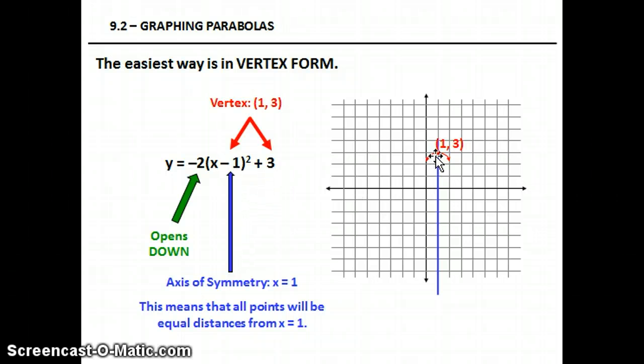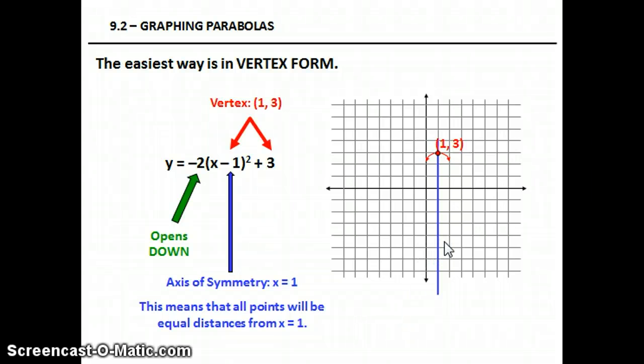So we can plot our point, 1, 3. We can tell that it's going to open down, and our A is -2. So we can do a little indicator here on our graph to remind us that it's going to open down, because that tells us a little bit more about it. We know our axis of symmetry is x equals 1, so that's this blue line right here.